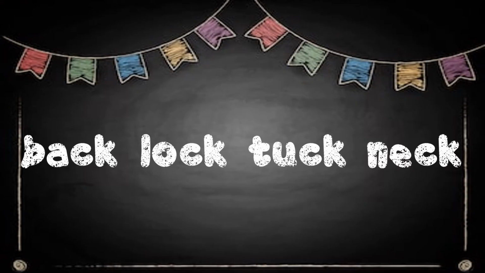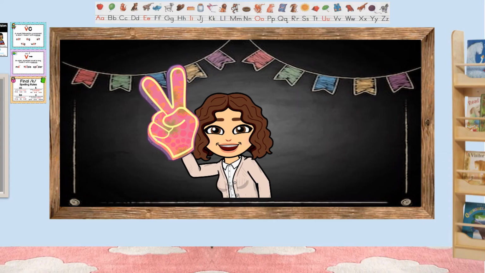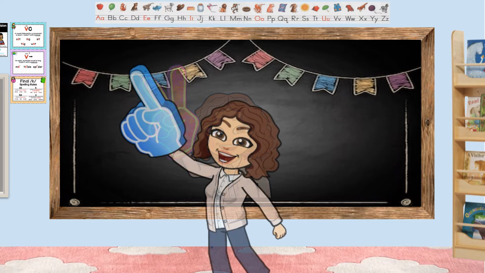Let's take a look at these words up on the board. We have back, lock, tuck, neck. What do you see that is making the k sound? We see that C and K is making the k sound. Do you remember what CK is called? It's called a digraph. A digraph is two letters that come together to make one sound.